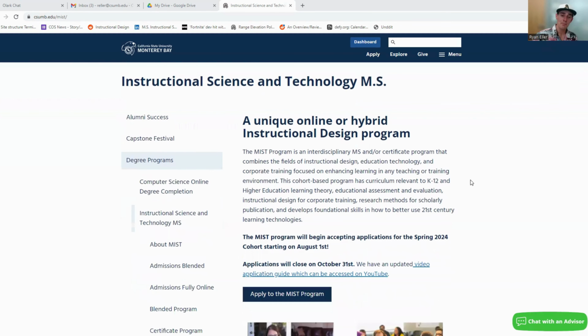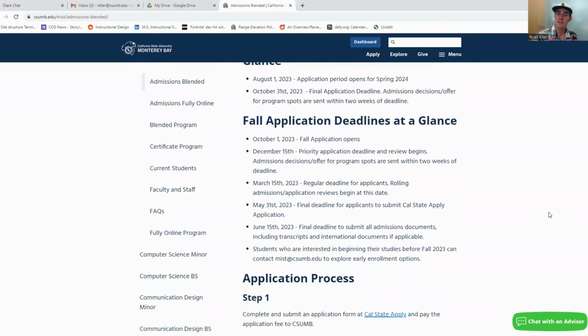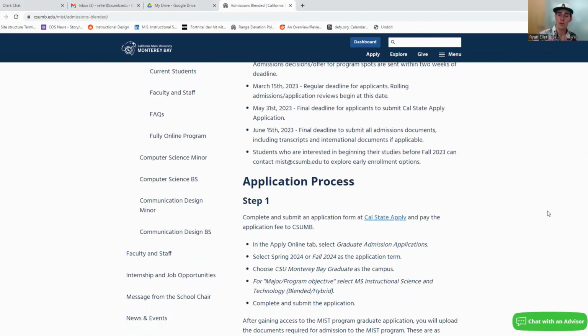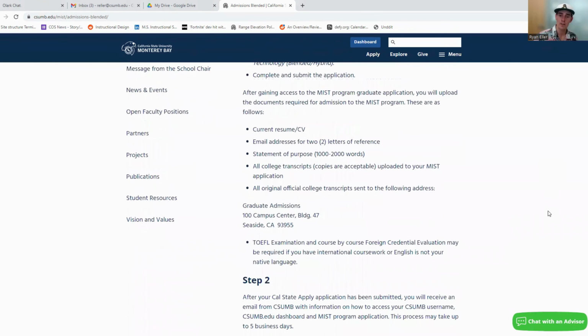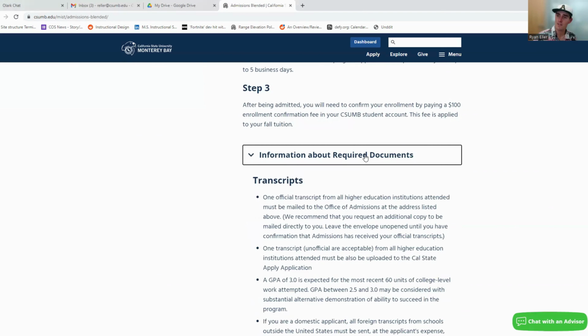Now, with that being said, on our website for both the blended program and the fully online program, we have quite detailed admissions pages that go through a link to these video guides, a link to the application itself, the deadlines, and so on and so forth. What is really important in this is also the actual documentation here. As you scroll down, what you would want to look for is the information about required documents. And this information is identical for either program because naturally both programs share the same admissions requirements.